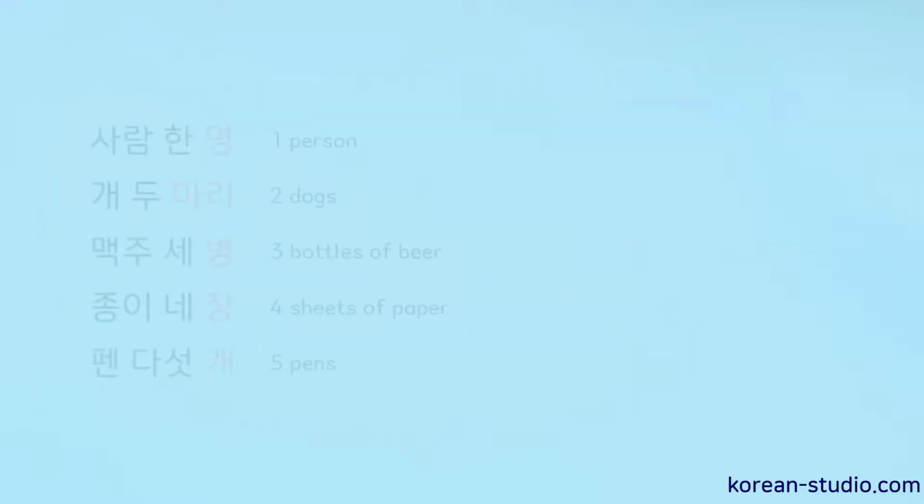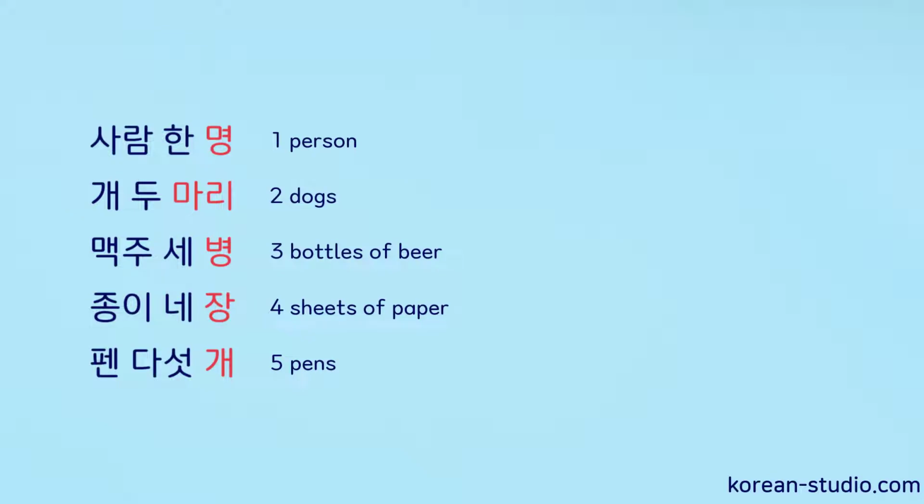Here are a few more examples of counter words. 사람 한 명, one person. 개 두 마리, two dogs. 맥주 세 병, 3 bottles of beer. 종이 4장, 4 sheets of paper. 펜 5개, 5 pens.